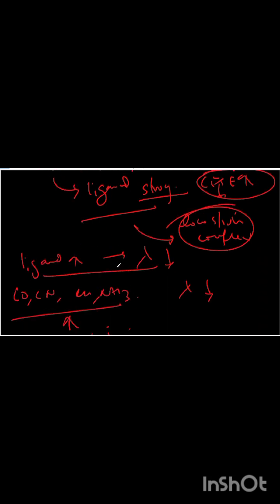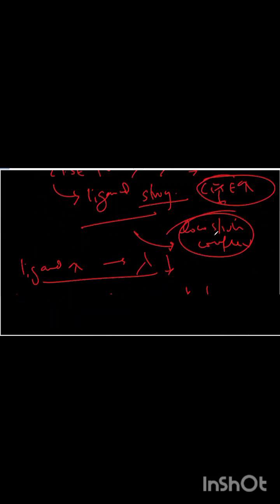Then is CO, CN, EN, and ammonia. In which option does ammonia exist? Option A. So after B it must have been A. So only one option is there. Greater the ligand field strength, lower will be the wavelength. Why? Because energy is inversely proportional to hc by lambda.